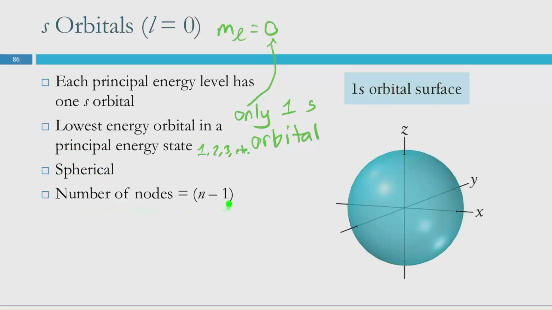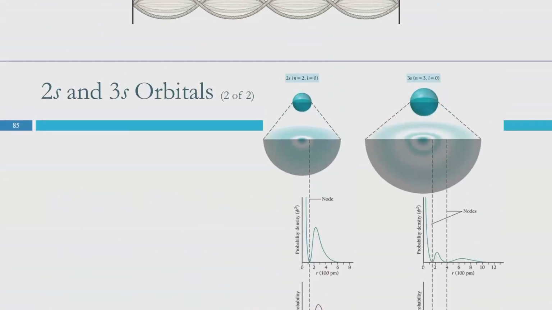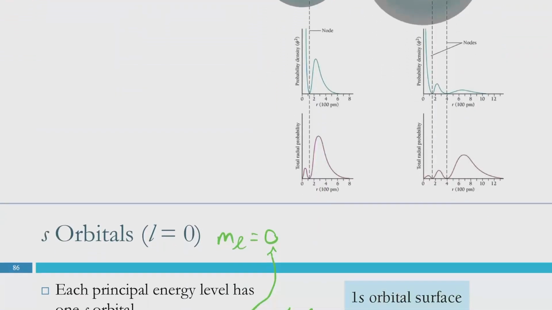And our number of nodes is n, where n is our principal quantum number, minus L. So our 5s orbital, for example, has 4 nodes. So we would have 4 rings in our cutout. Like we saw here, instead of 2 or 1, we'd have 4 separate distinct cutout zones where we're not going to find our electron any time.